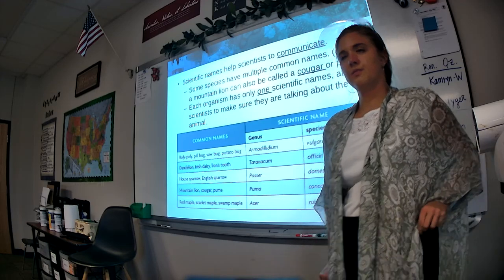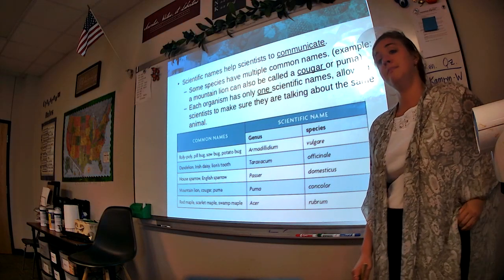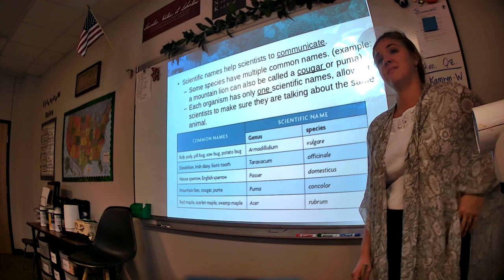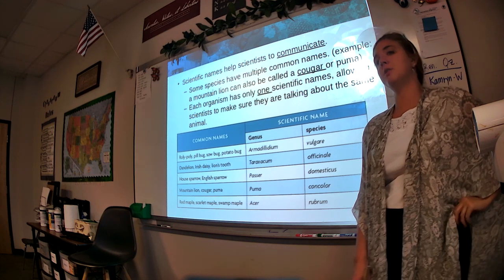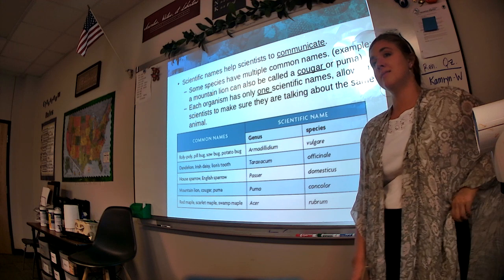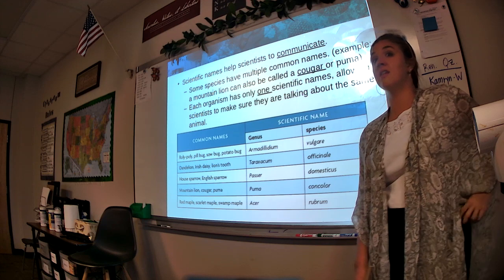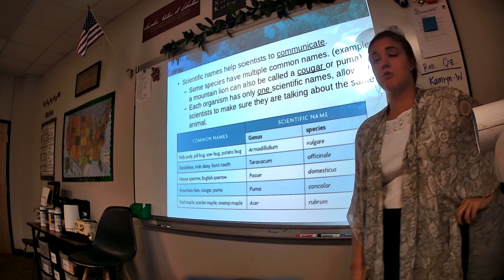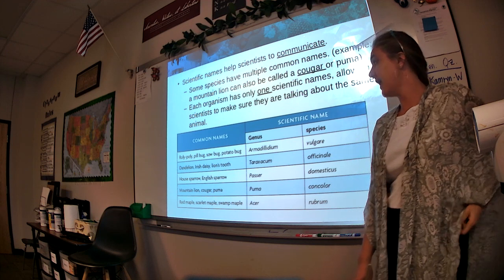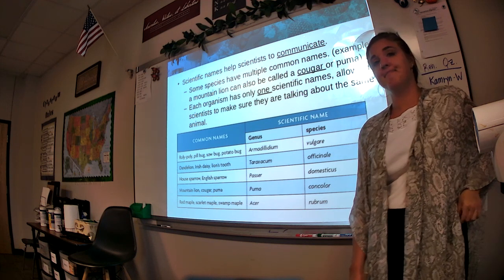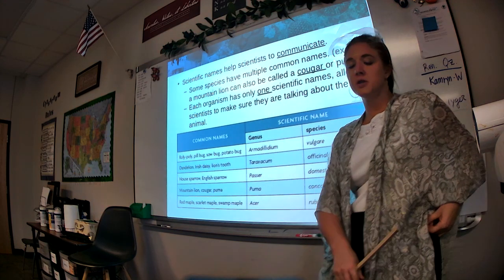So the genus for the roly-poly kind of sounds like armadillo. Are a roly-poly and an armadillo related? Good question. Why do you think it's called something similar to an armadillo? They both roll up to protect themselves. Good. Now, are they related? I don't really know, maybe. But I can see where the name comes from. Okay, other questions we'll get to in a little bit.